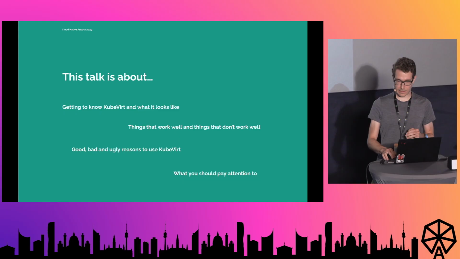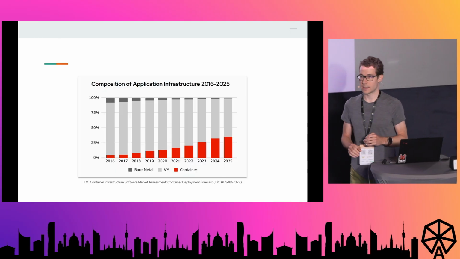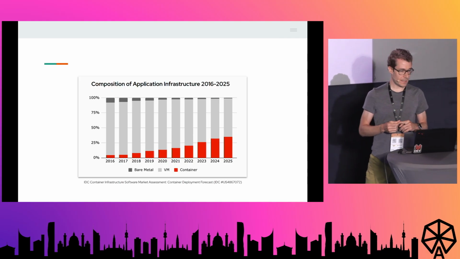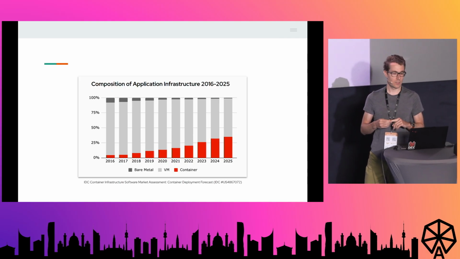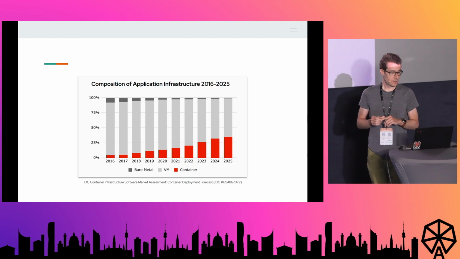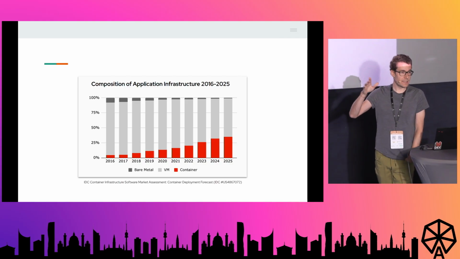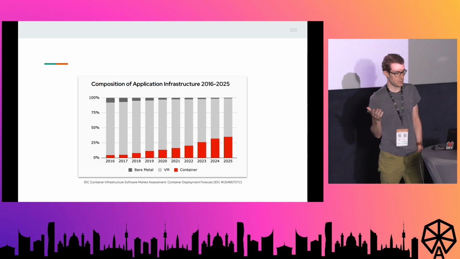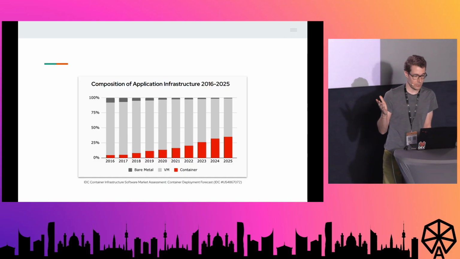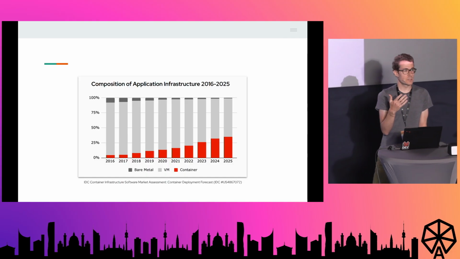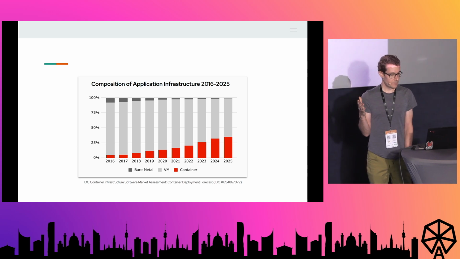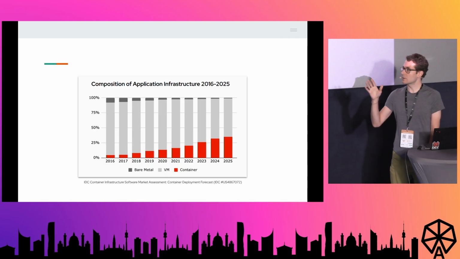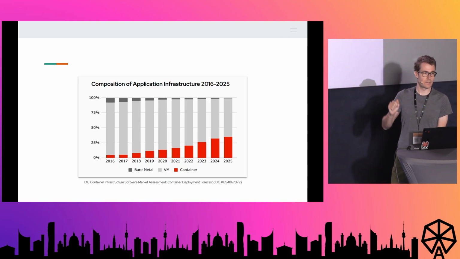So I promise this is the only analyst slide in this deck. This is from IDC. They had a look at how workloads are deployed. So you can see in the last 10 years, many applications have been modernized. They've moved to containers, to Kubernetes, to Docker, whatever. And as a cloud native person, I like that. But we can still see that there are a lot of VMs still around.